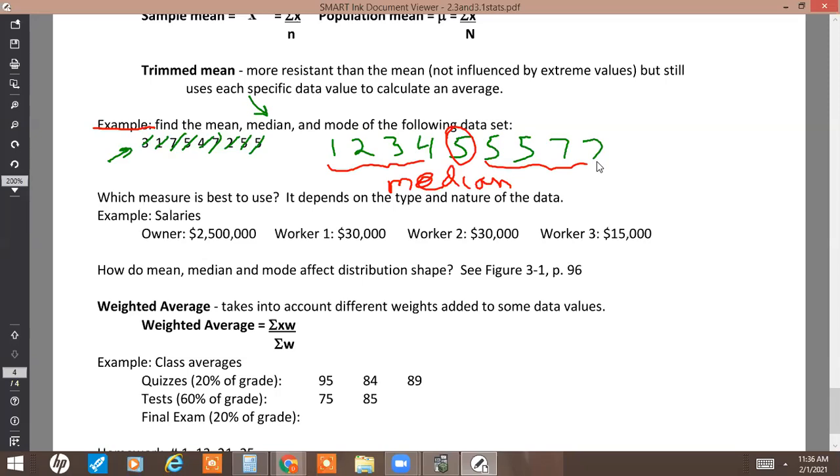For the mode, you don't need to rearrange the data. You just look and see whichever one appears the most. In this case, we have 3 5s. That's the most a data value appears. So my mode would be 5. Not bad.